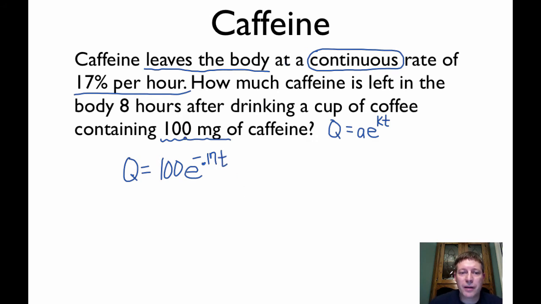We've got our initial amount 100 in the right spot. We know it's continuous. That's why we wrote it as an e problem. It's leaving the body. That's how I know it's a negative, and it's 17% per hour, so it's negative 0.17.